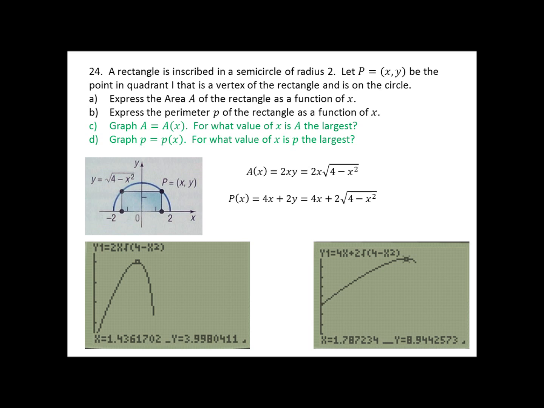Looking at my perimeter graph, I want to maximize the perimeter, and that happens when x equals 1.78. Now, you might be asking yourself, why did both of these graphs stop? Well, if you plug in too big of a number, that is, if you plug a number bigger than 2 into the equation, you can't take the square root anymore. So the domain of this function stops at 2 in both cases.